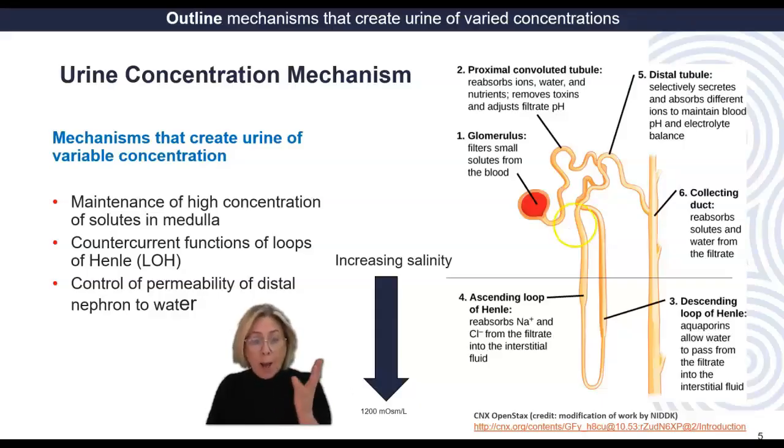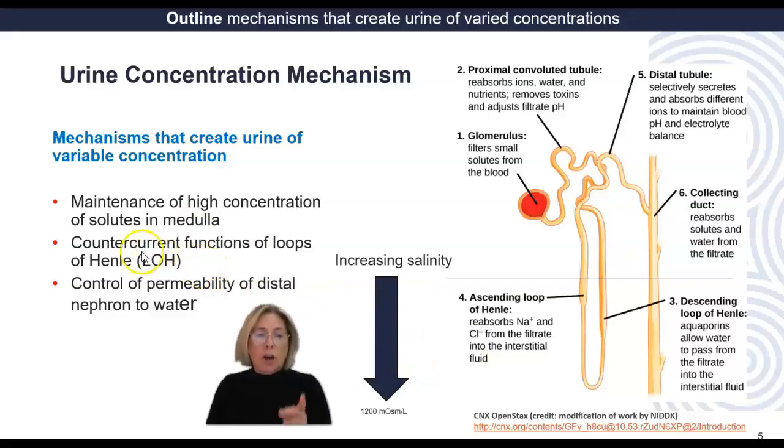And so this amazing, like I am blown away every time I think about this mechanism that we have that concentrates our urine, because it allows us to maintain our blood osmolarity of about 300 milliosmoles per liter, regardless of whether we've taken on lots of water or not. Okay, now it is dependent on a few different factors, right? The first one is the maintenance of a high concentration of solutes in the medulla. So be thinking sodium chloride here.